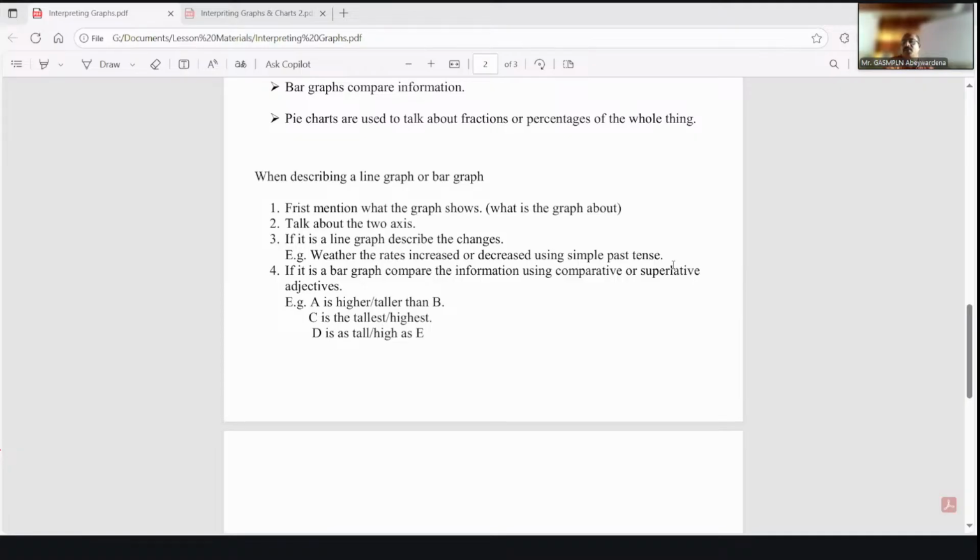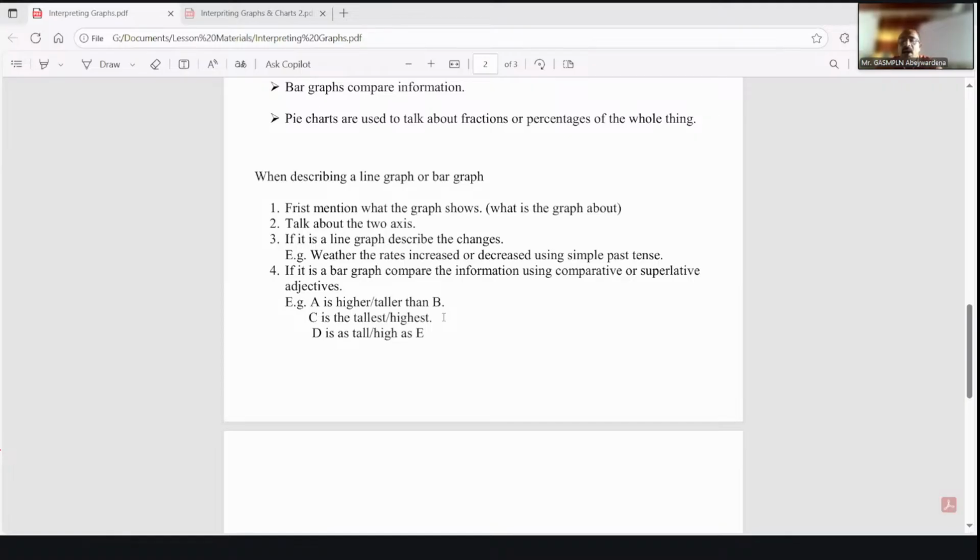Cunning, more cunning, most cunning. Like that. Okay, so you have to use comparative or superlative adjectives. For example, look at this. A is higher or taller than B. A is higher than B. A is taller than B.